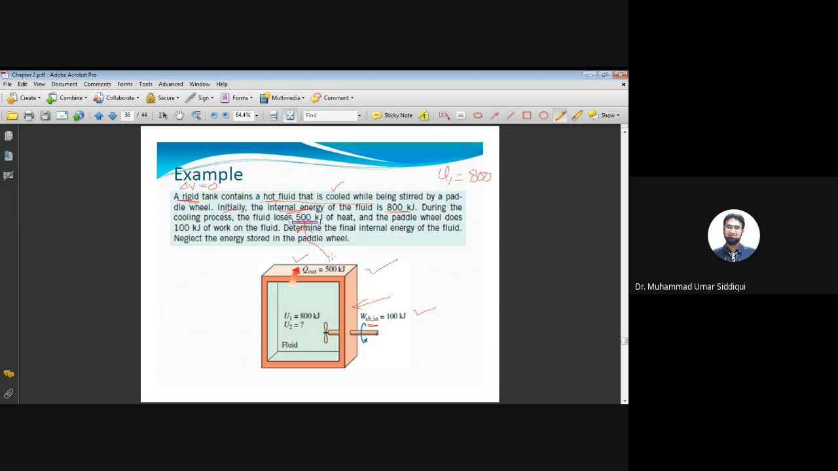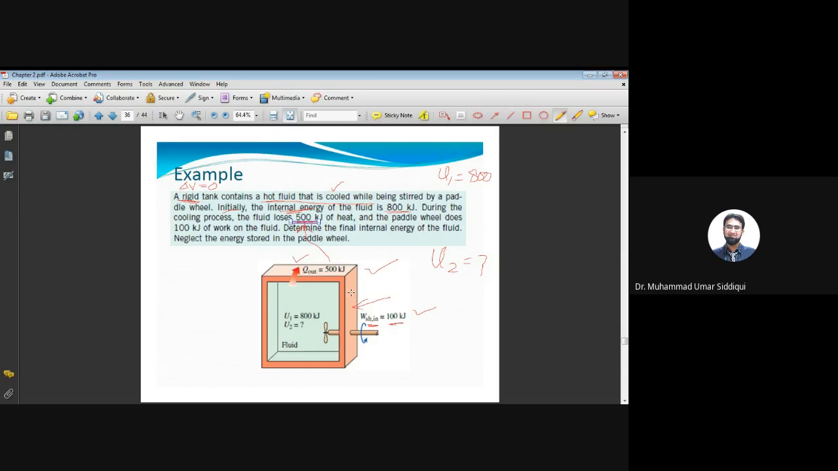Okay, and the pedal wheel does 100 kilojoule of work on the fluid. So 100 kilojoule of the work is done on the fluid by the pedal wheel. Determine the final internal energy. Final means we need to find U2. Determine the final internal energy of the fluid. Neglect the energy stored in the pedal wheel. So we need to find what will be the final internal energy of the fluid.